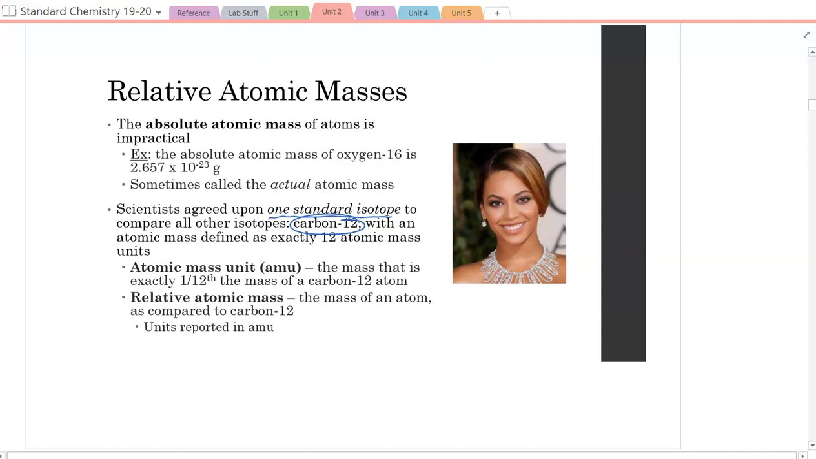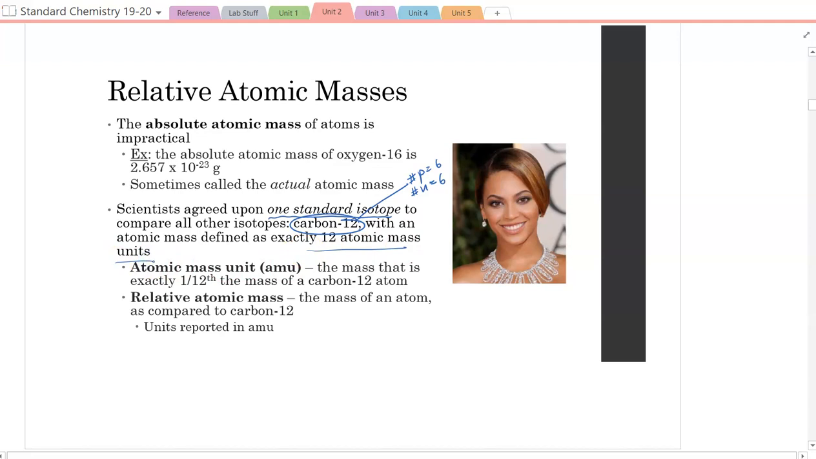Now let's break that one down a little bit more. Carbon-12, I know that it has 6 protons because it's the element carbon, and its atomic number is 6. It's the 6th element on the periodic table. And the number of neutrons also ends up being 6 because 6 plus some unknown number equals 12. Well, it's got to be 6. So the number of neutrons is also 6. So this 6 proton, 6 neutron atom, carbon-12, is going to be defined as exactly 12 atomic mass units.